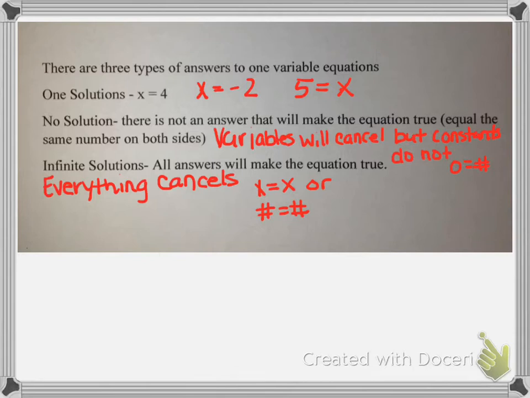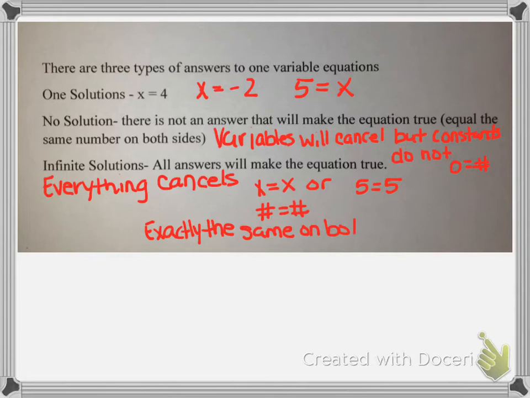That means that no matter what I plug in there, if I put a 3 in for x, 2 times 3 will equal 2 times 3. So it will always work. And so that's when we get infinite solutions. Another example is 5 equals 5. Okay. So we're going to take just a minute to go through these.